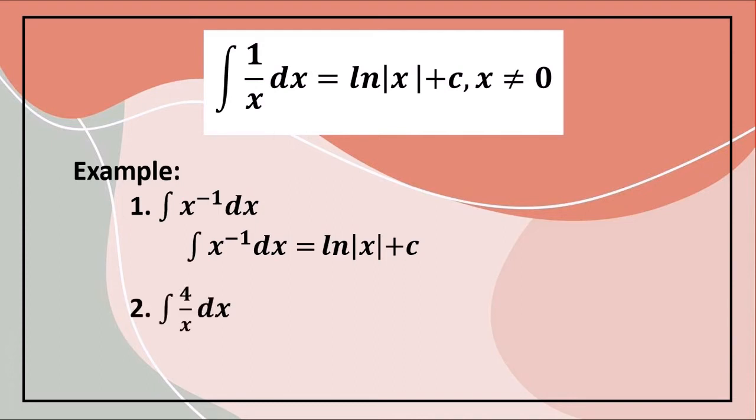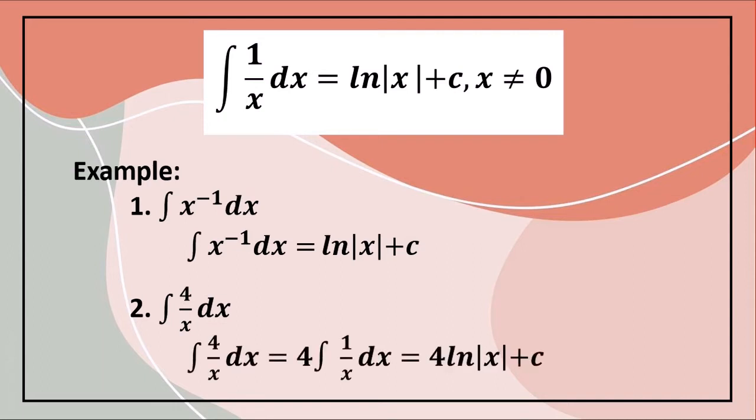Example number 2, the indefinite integral of 4 over x dx. 4 here is a constant, so we should put it outside the integral symbol, then 1 over x dx, so it equals 4 ln absolute value of x plus c.